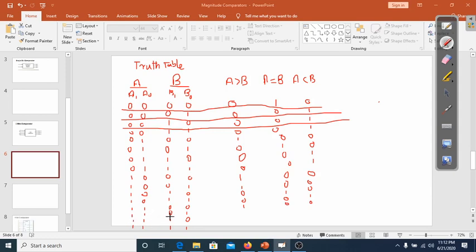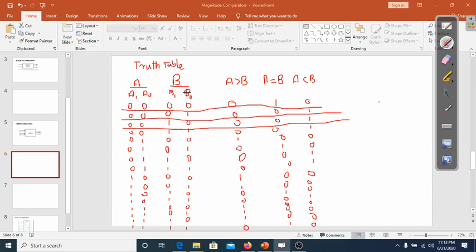1, 1, 0, 1, here a is greater than b, the remaining outputs are 0. Then 1, 1, 1, 0, here a is greater than b, remaining outputs are 0. And in the final case 1, 1, 1, 1, a and b are equal in this case. So this output is 1, the remaining are 0.